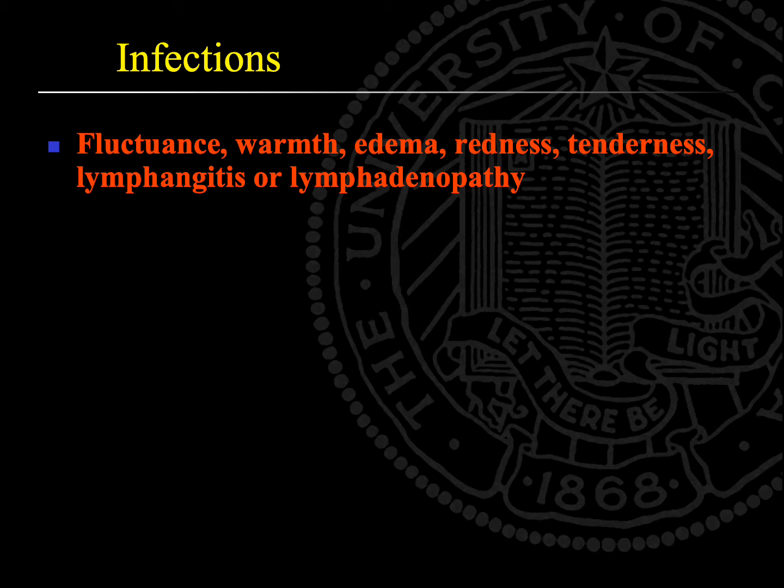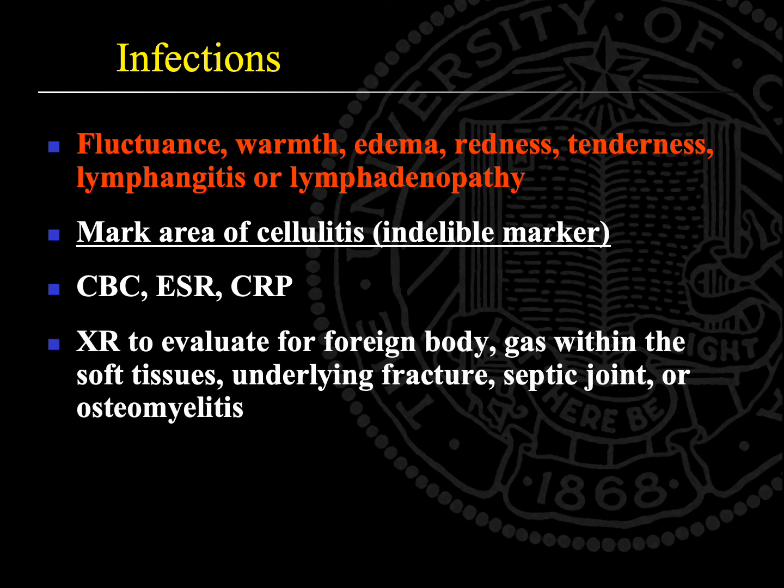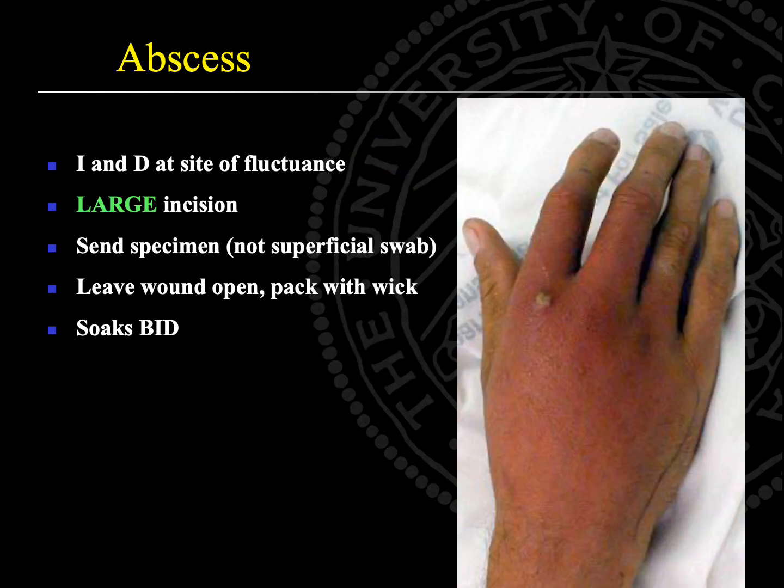The best thing you can do is take an indelible marker, put the date, put your initials next to it, and circle the erythema. That way, if we're treating cellulitis, we can make sure that the antibiotics we are giving are working. If it extends beyond that border, then we know that they aren't working and we need to consider something else. All right, so take that marker, check labs initially, and we can follow that over time. Look at an x-ray to see foreign body, gas, any fracture, septic joint, osteomyelitis.